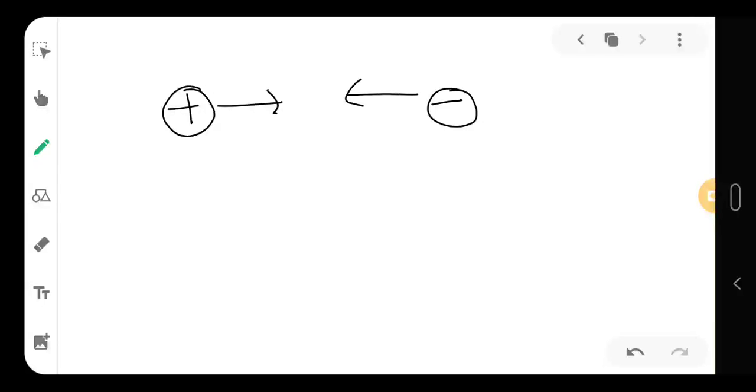Now let's say I have some positive charges here and I have some negative charges here. What will happen? They will come close to each other. They were at rest, but because I brought one charge, the positive charge will move. So the cause of motion is actually the electric field given by another charge.